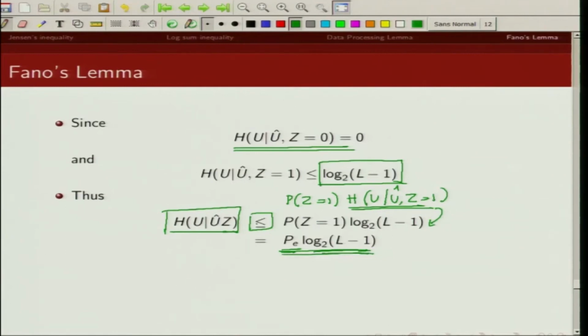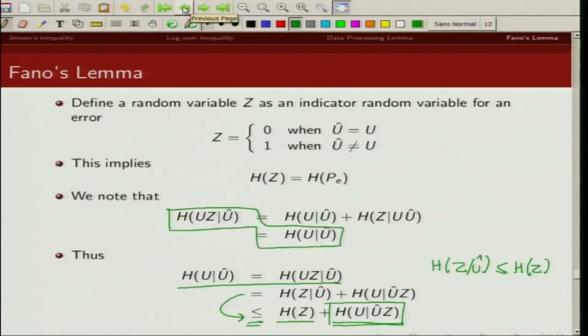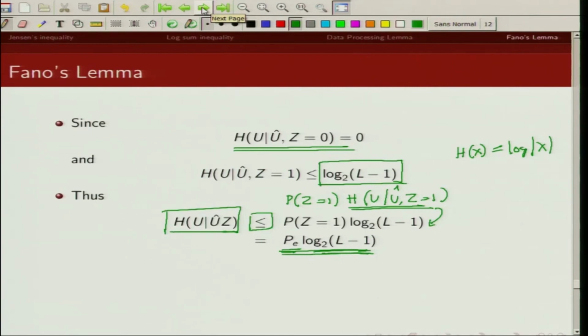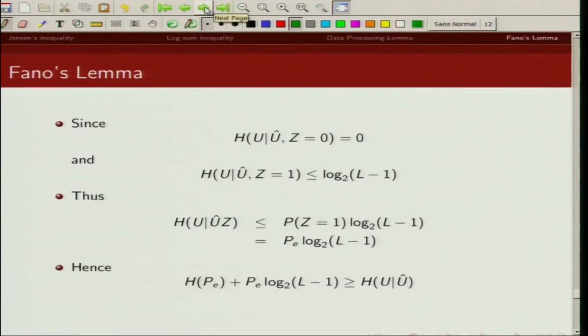Now when is this equal to this? We know that H(X) is equal to log of the number of possibilities of X when X is uniformly distributed. So when all the L minus 1 erroneous possibilities are equally likely, then this happens with equality. So in this expression of H(U given U hat, Z), we can plug in this upper bound. If we do that, we get this expression.